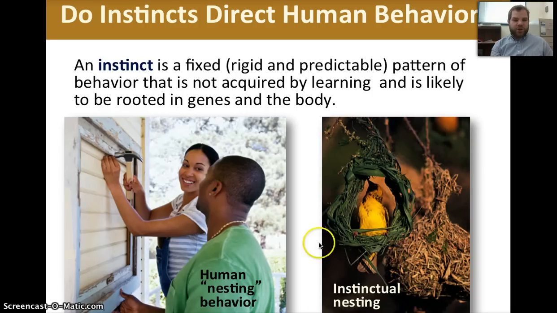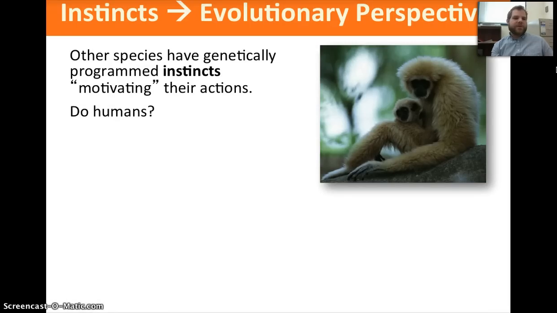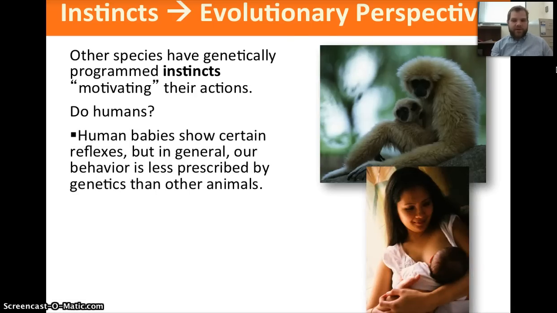So here's human nesting behavior and bird nesting behavior. Is that instinctual? Is all that we do just satisfying these basic instincts that we have? Perhaps. That's one way of looking at it. With instincts, we take an evolutionary perspective. Other species have genetically programmed instincts motivating their actions. So do we, is the question? We are animals, aren't we?